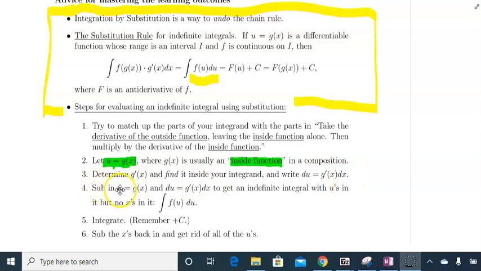4. Substitute u equals g of x and du is equal to g prime of x dx to get an indefinite integral with u's in it, but no x's in it. That is, the integral f of u du. 5. Integrate. Remember to add the plus uppercase C. Very important. And 6. Substitute the x's back in and get rid of all the u's.